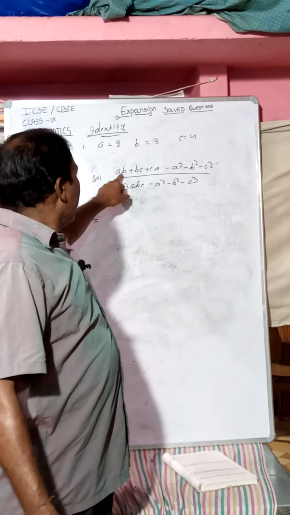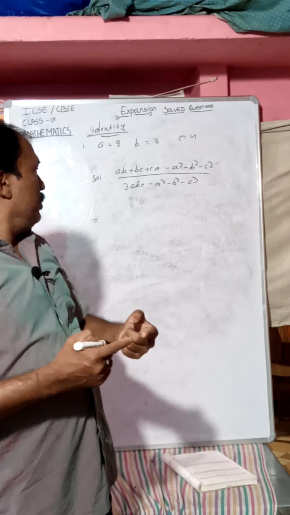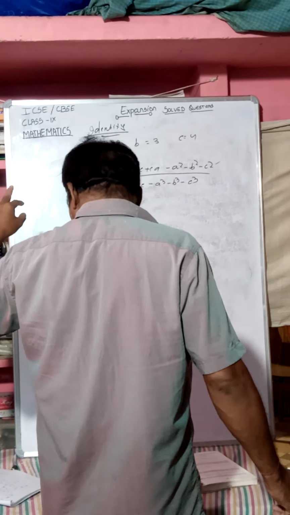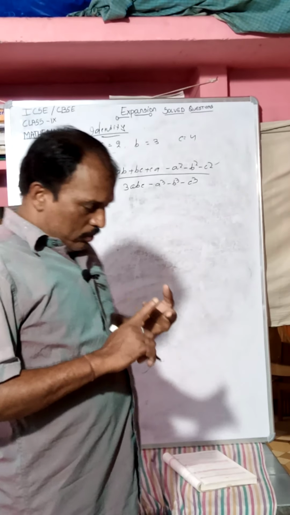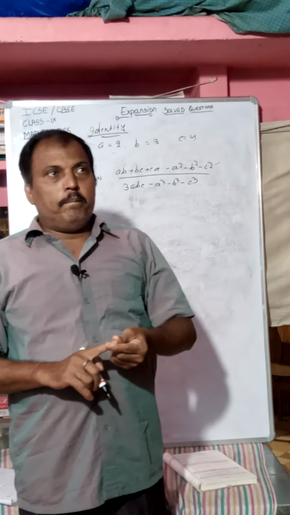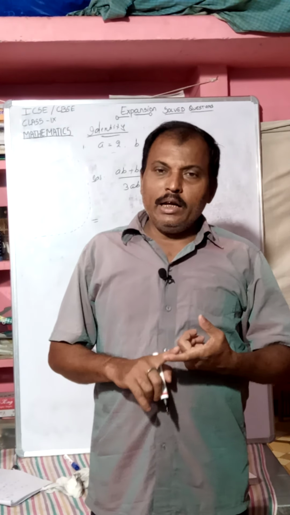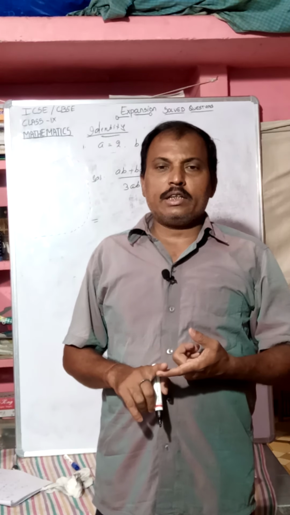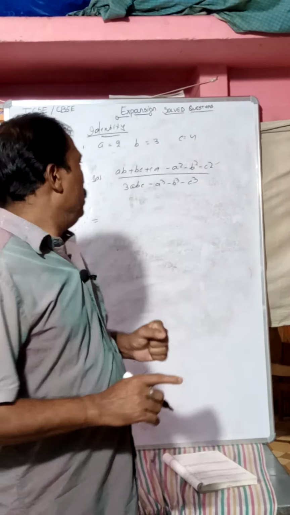Look at the upper stage: AB plus BC plus CA. But we know, now turn this into factors, we know (A square plus B square plus C square minus AB minus BC minus CA) whole into (A plus B plus C) is equal to A cube plus B cube plus C cube minus 3ABC.